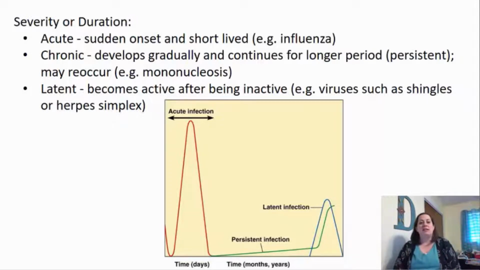The last one here is latent. Latent is whenever it becomes active after being inactive. So this would be like a virus such as shingles or herpes simplex, where you don't have cold sores in your mouth all the time, but when your body is stressed or you've been sick with something else, a cold sore may develop because it got the opportunity to come back. The same thing happens with shingles. The person doesn't have shingles with the blisters all the time, but when their body is weakened or something triggers it, it could come back. So this would be considered a latent infection.